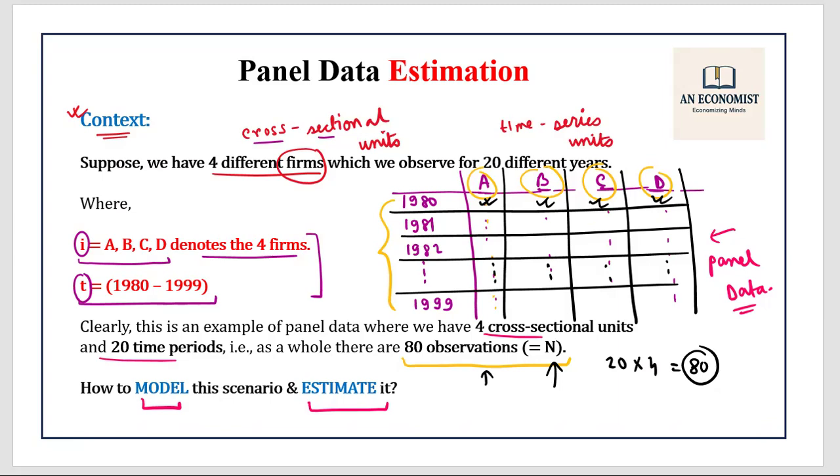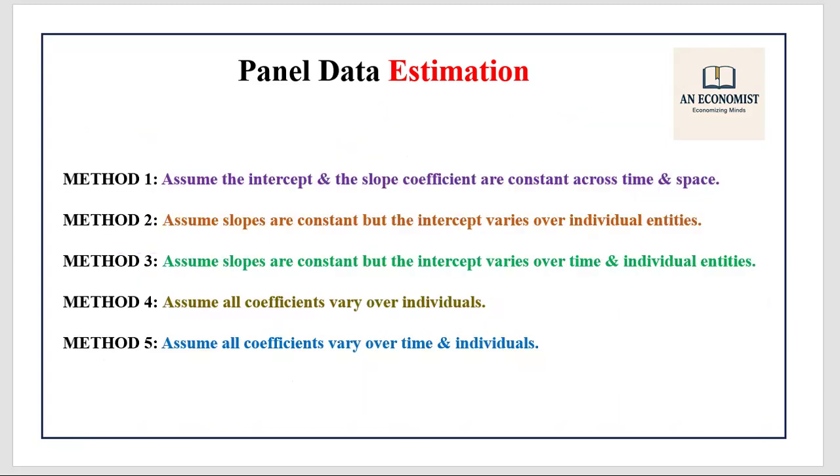Now the question is, how do you model this scenario and how do you estimate it? For that, you have different processes, namely 5 different methods in which you can do this. This is a very, very important thing. I know many students struggle in this. That is why I clearly wrote everything out previously so that you find it easier to understand. So estimation in panel data can happen in multiple ways, and I have written all the 5 possible ways.